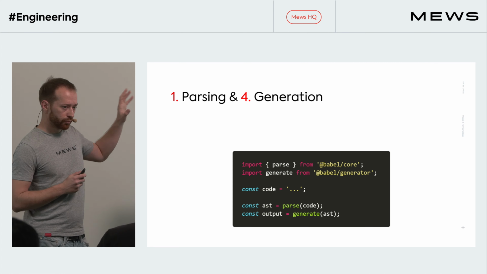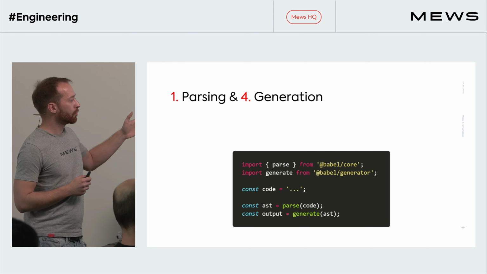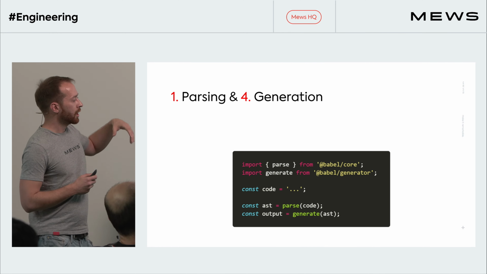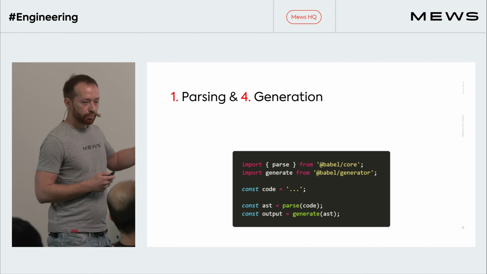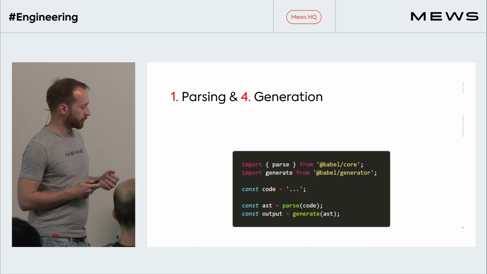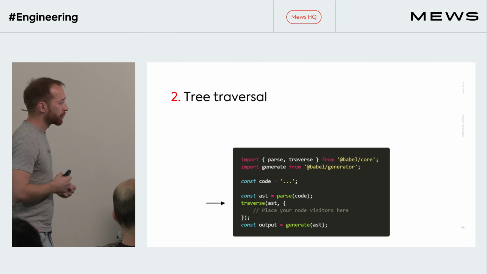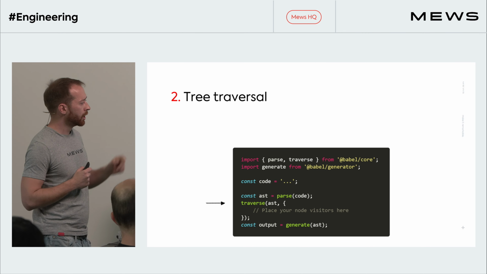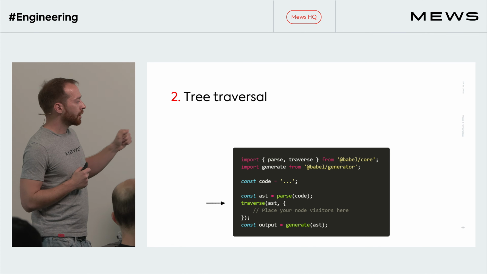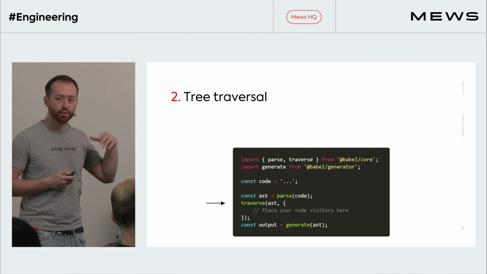We have some code, for simplicity, just in a string. We run parse on that code from Babel, we get the AST. Then we can run generate on the AST, and we get the output. And during that output, we will also have the code, and it will be unchanged so far. Then we add the second step. That's the traversal. We have also a function for that from Babel. It's called traverse. It takes the AST, and as a second argument, it takes your transformations.